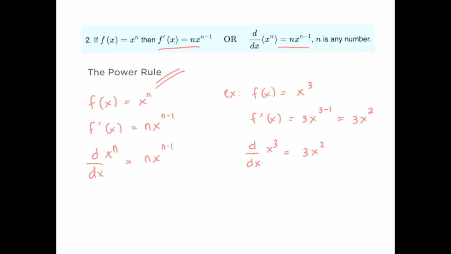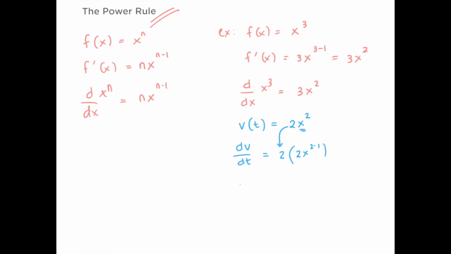Let's state another example. What if we have our velocity as a function of time, and that is equal to, say, 2x squared. If we are going to get the derivative of our velocity function with respect to time, the numerical coefficient should just be written as it is, and then we are going to get the derivative of x squared. According to the power rule, we will have 2x raised to 2 minus 1. Simplifying this, the derivative of our velocity with respect to time is going to be equal to 2 multiplied by 2x, or simply equal to 4x.